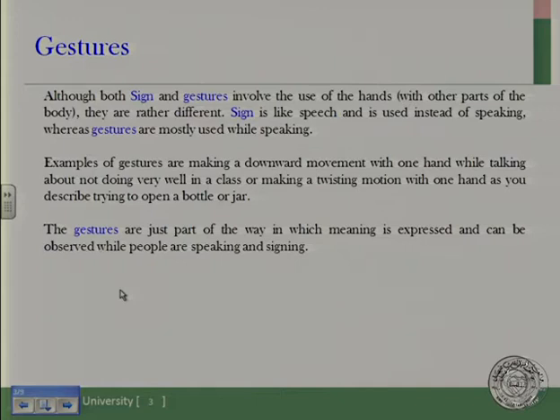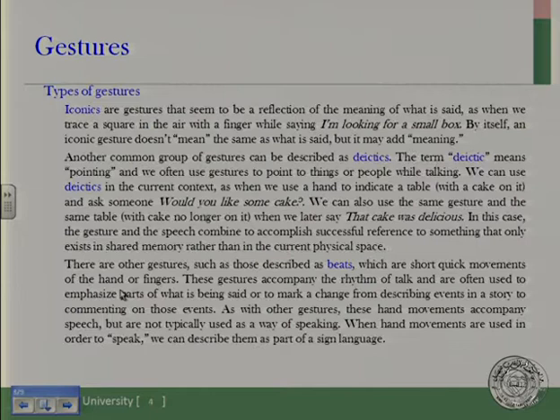Now, gestures are just part of the way in which meaning is expressed and can be observed while people are speaking and signing. Types of gestures. As I said, we have three types. The first one is called iconics. Iconics are gestures that seem to be a reflection of the meaning of what is said.